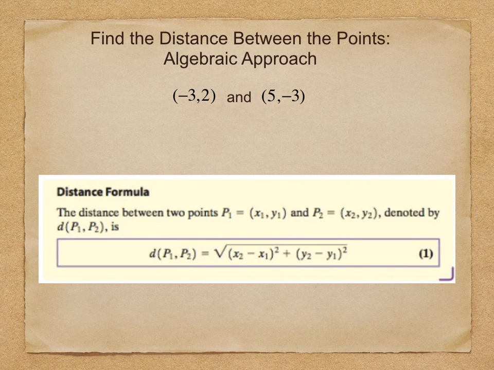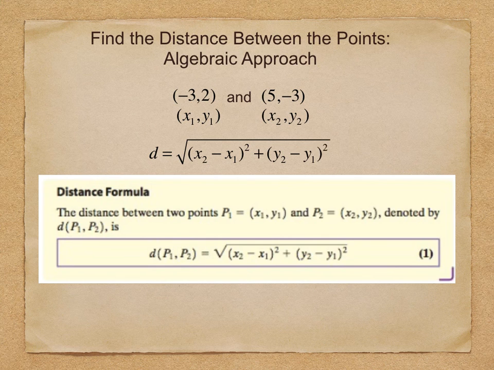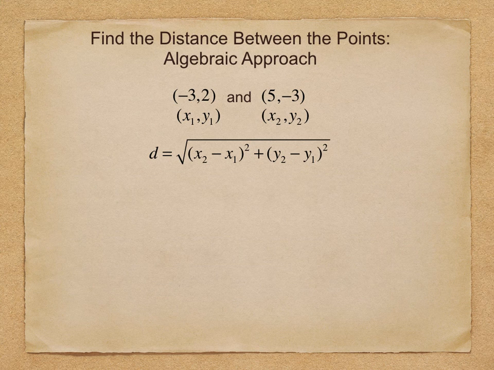The first point has to be called x sub 1, y sub 1, using the notation from the formula. The second point is x sub 2, y sub 2. I'll just copy this distance formula down, and this is the expression that I'm going to be substituting values into.